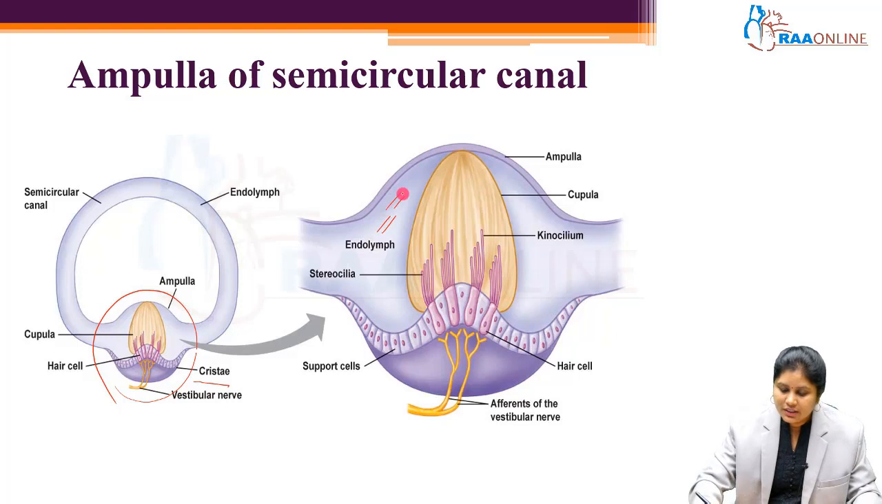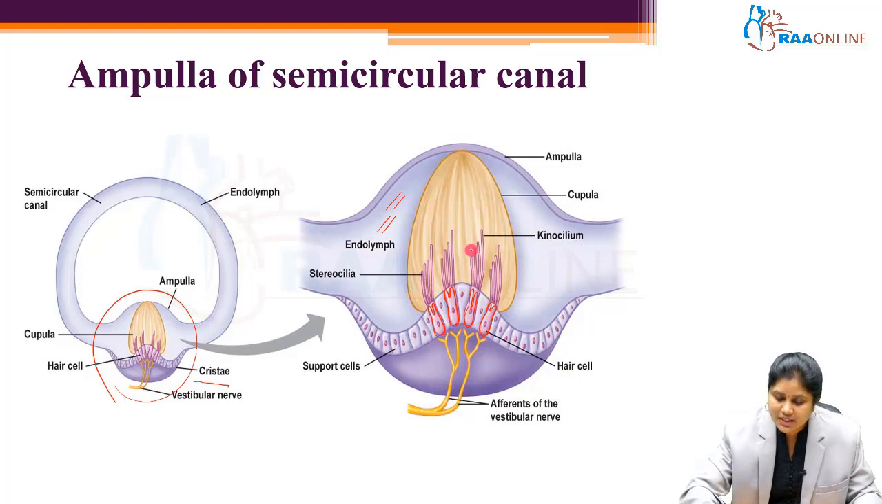This is the projecting ridge, the crista, and you can see there are hair cells present in the crista like this. The hair cells are surrounded by supporting cells or sustentacular cells. The hair cells have long hairs, called kinocilium and stereocilia.